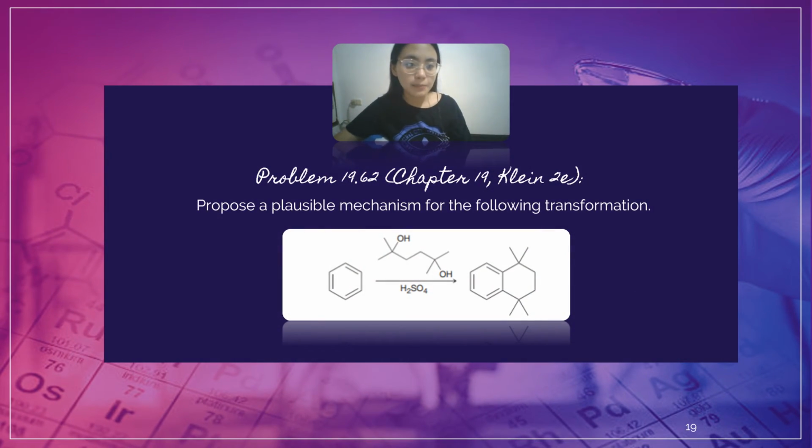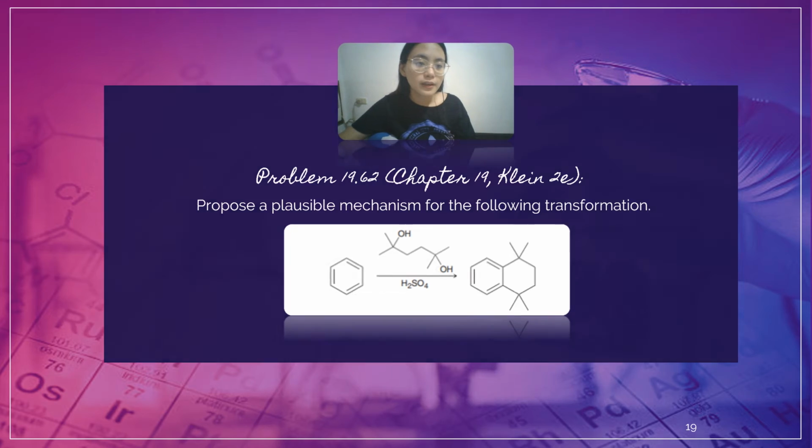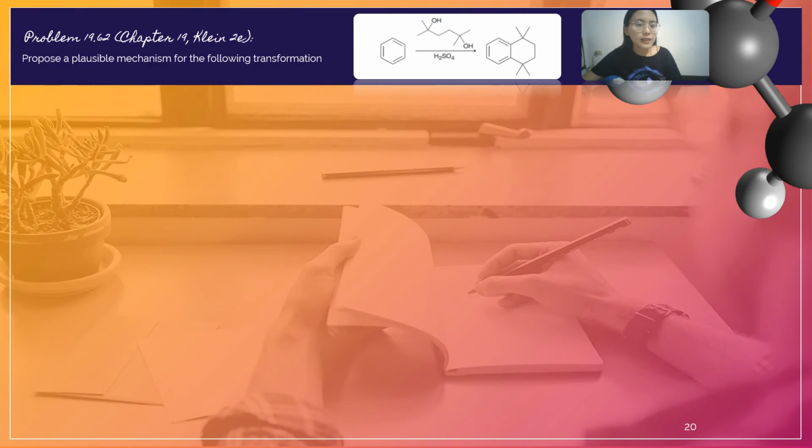There we have it for the second problem, so let us now push through the last one, which is problem 19.62. Here, we are asked to propose a plausible mechanism for the following transformation, which is shown in our image. Recall that the lone pairs of electrons on oxygens are nucleophilic and can abstract a proton from the highly acidic sulfuric acid. This protonated alcohol group could leave as a neutral molecule of water, which would place a carbocation in the resulting alkyl fragment. That gives us a good place to start our mechanism.